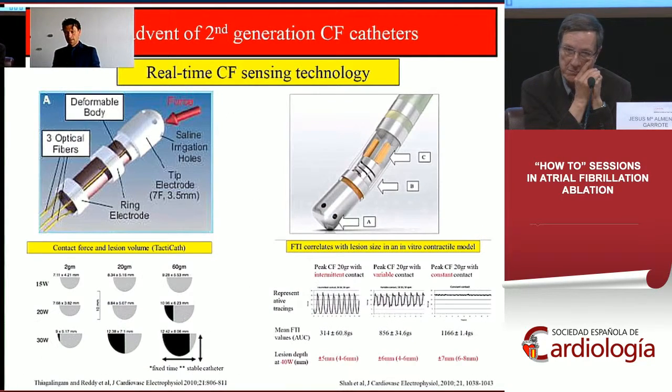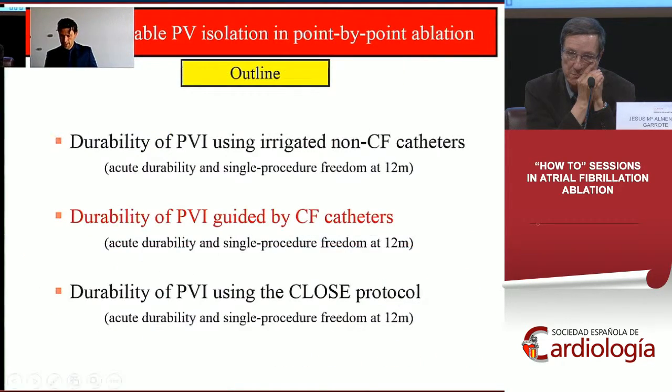Then the second generation contact force catheters, whether it is via fiber optics or via magnetic sensors, the contact force sensing technology was developed. And we know from the animal model that the higher the contact force for a given power, your lesion will be more outspoken. So that brings us to the era of contact force guided catheters.